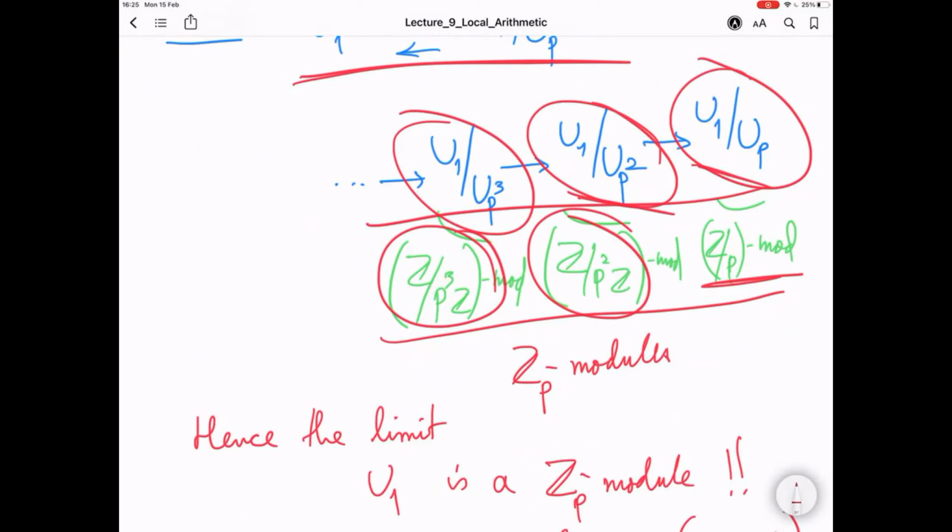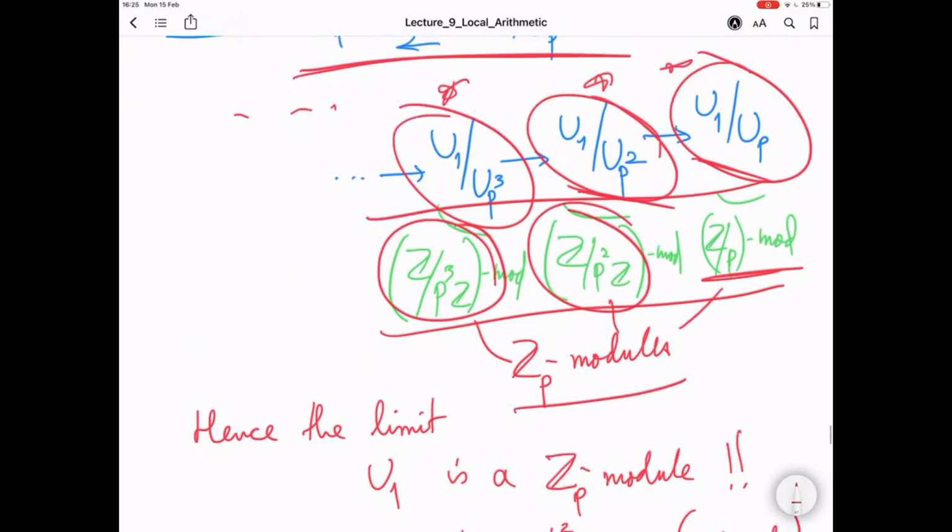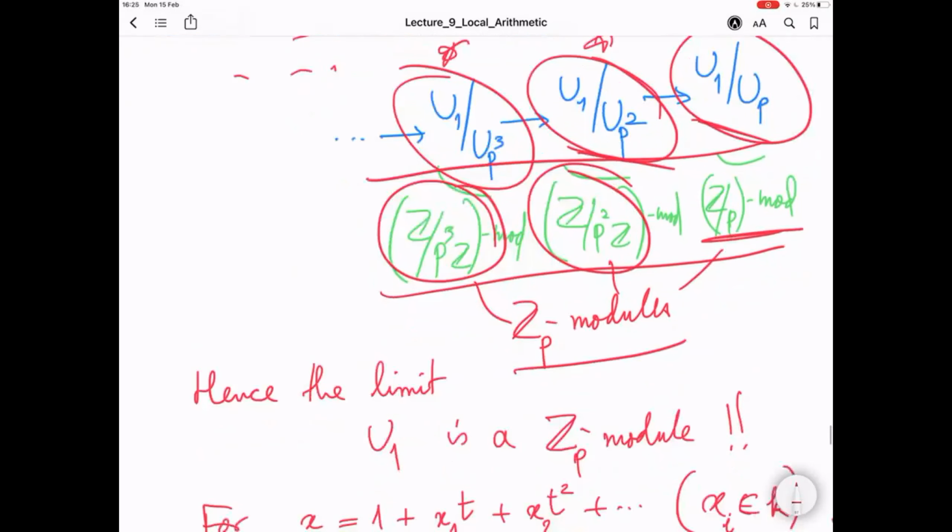And Z mod P squared, Z mod P cubed, they are all Z_P modules, right? Or they're quotients of Z_P. So each term in this inverse system can be viewed as a Z_P module. So the inverse limit is going to be a Z_P module.